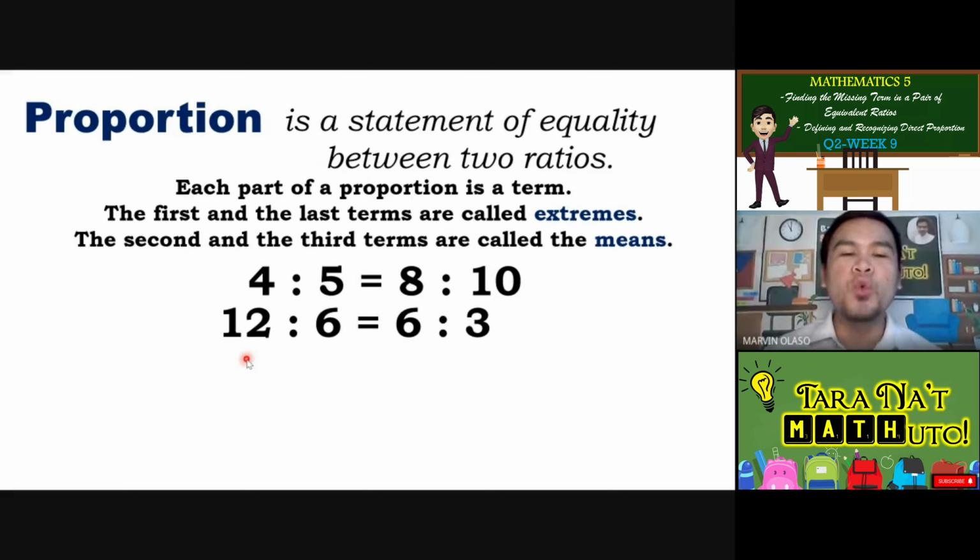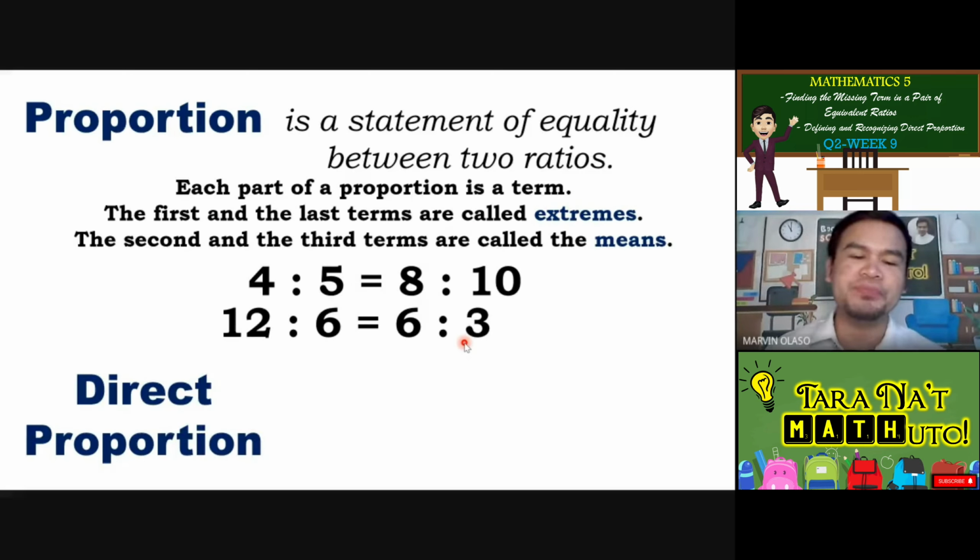We have 12 is to 6. Is it equal to 6 is to 3? Let's check. Paano ba? 6 times 6, 36. Extremes, 12 times 3 is also 36. So they are equal, they are equivalent. Therefore, they are in proportion. Okay na ba tayo? So ano naman sir yung sinasabi mong direct proportion?